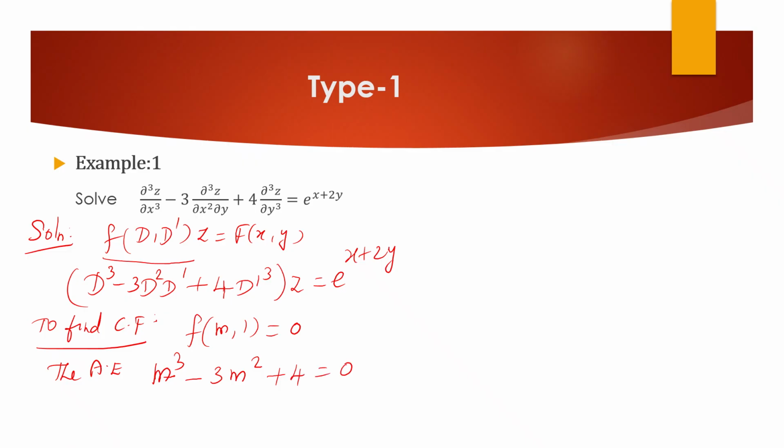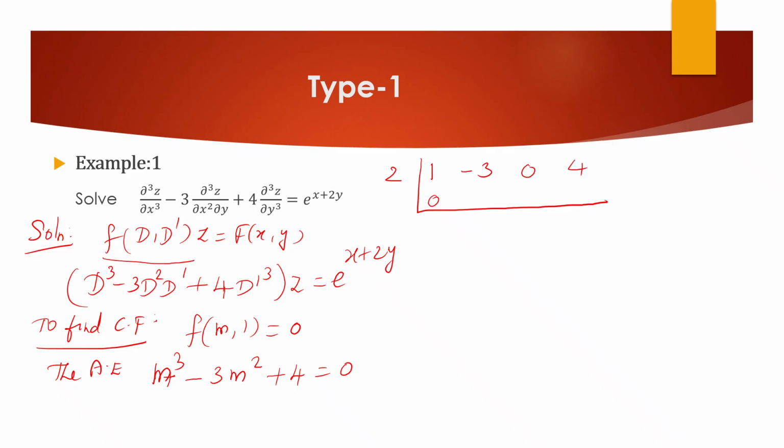So it's a cubic equation. I'm going to use synthetic division to solve this cubic equation. Here the coefficients of the terms are 1, minus 3, and the m term doesn't exist, which means the coefficient of m is 0, and then the constant term is 4. Since the constant is an even number, I'm going to check whether 2 satisfies this equation.